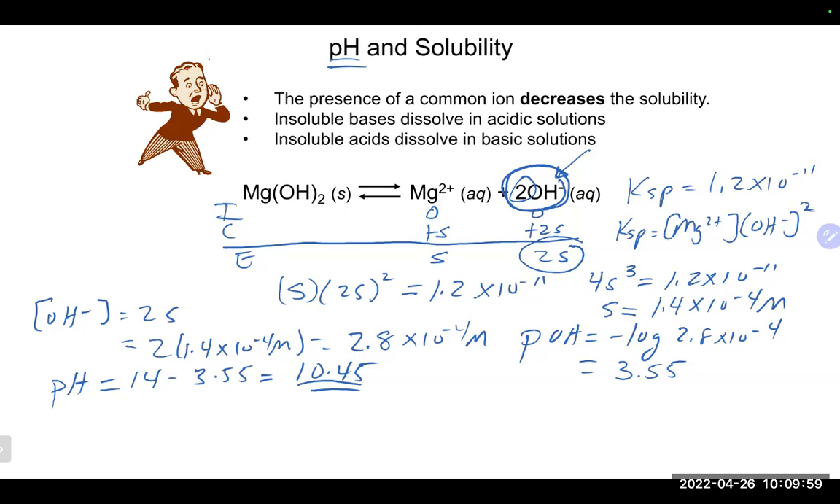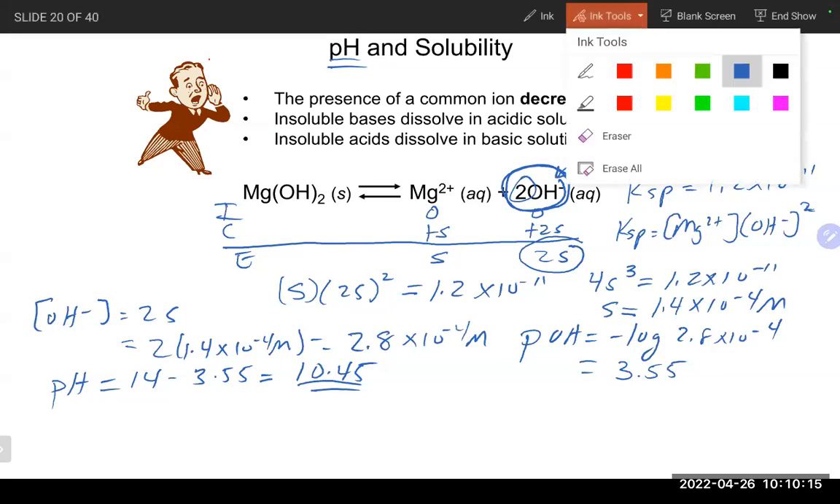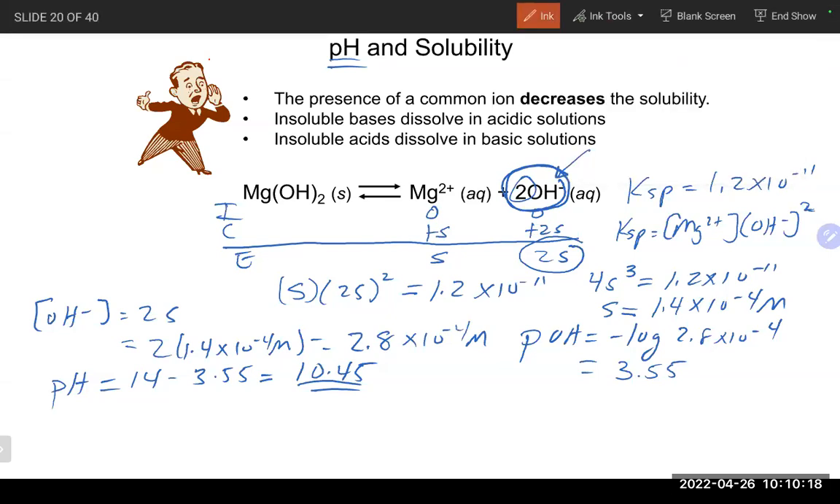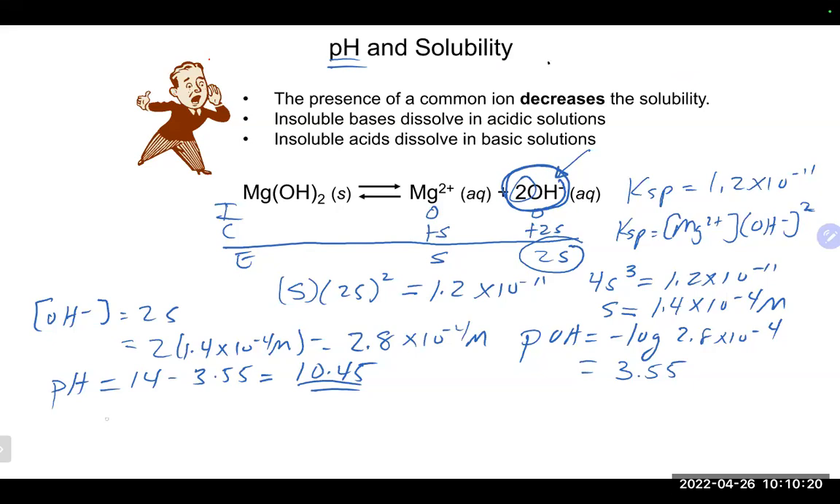First off, any questions on this? So that is the pH of this solution in water. It's like 10.45. It is basic like we would expect. So what happens in this solution if we decide to lower the pH below 10.45? So we decide we want to actually drop the pH lower than 10.45.